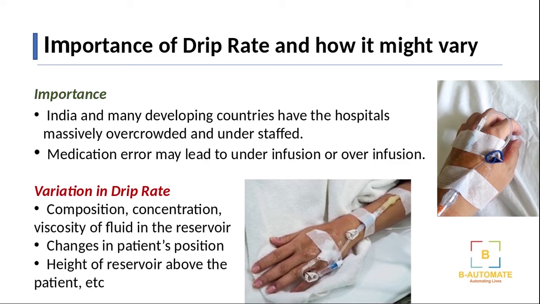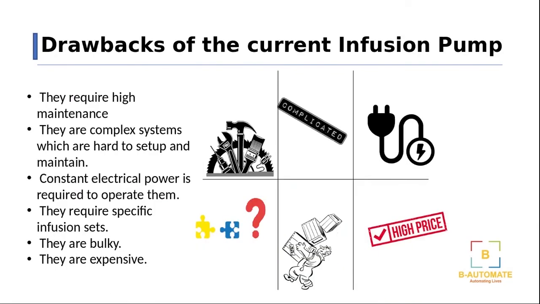Now that we understand how vital it is to maintain the required drip rate, let us understand what are the factors that might vary the drip rate. The drip rate set by the nurse can change due to various reasons. A few are listed below. Composition, concentration, viscosity of the fluid in the reservoir, changes in patient's position, height of the reservoir above the patient, etc. Drawbacks of the current infusion pump.